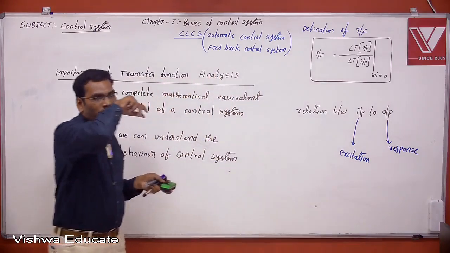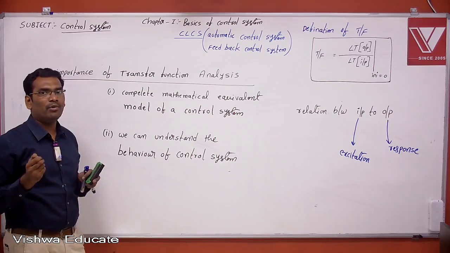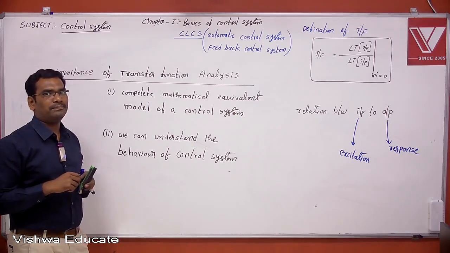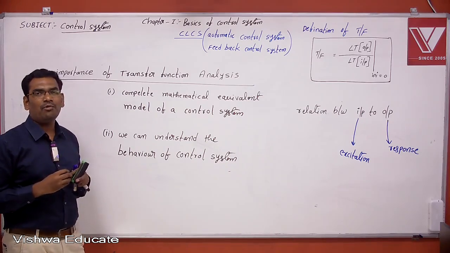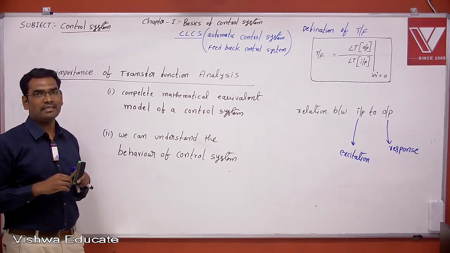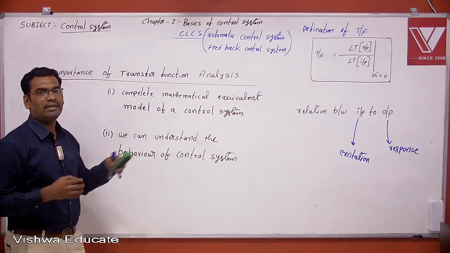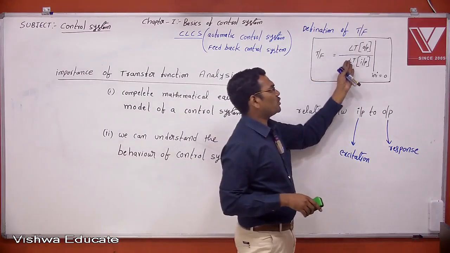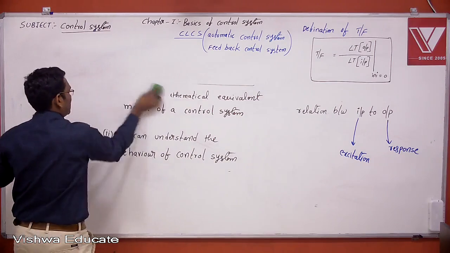Therefore, what we are doing now is looking at the mathematical equivalent model of the open loop control system and the closed loop control system. Once you have a mathematical equivalent model of both, you can easily find the transfer function, and you can easily understand the behavior of the open loop and closed loop control systems. Before that, this is Laplace transformation, which we have studied a number of times in our subject.